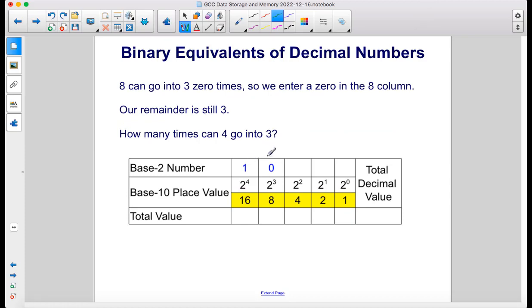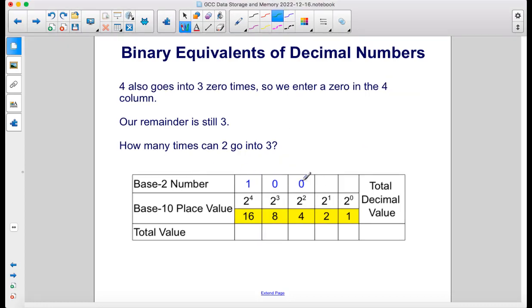All right, so we started out with our remainder of 3. 8 goes into 3 0 times, so we have to keep going. We still have that remainder of 3. How many times does 4 go into 3? Also 0 times. So we end up with a 0 here, and we still have that remainder of 3. How many times does 2 go into 3? 1 time with a remainder of 1.